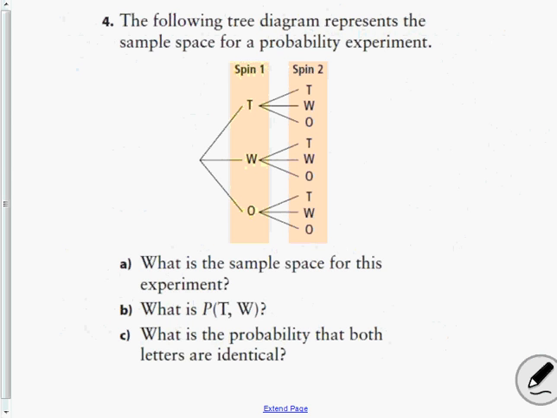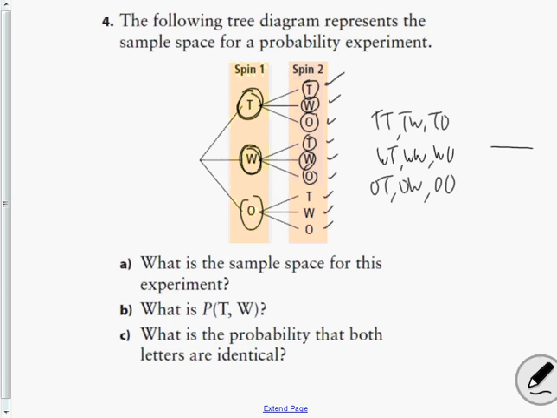Your fourth or third question says the following tree diagram represents the sample space. So this means you can have a T on the first spin, and if it was a T on the first spin, it could be a T on the second spin. If it was a W on the first, you could have a T on the second spin, and so on and so forth. So if we look at the end of each of these, there are 9 possible outcomes. The sample space would look like this. There are 9 possible outcomes, and they're listed all here in the sample space.